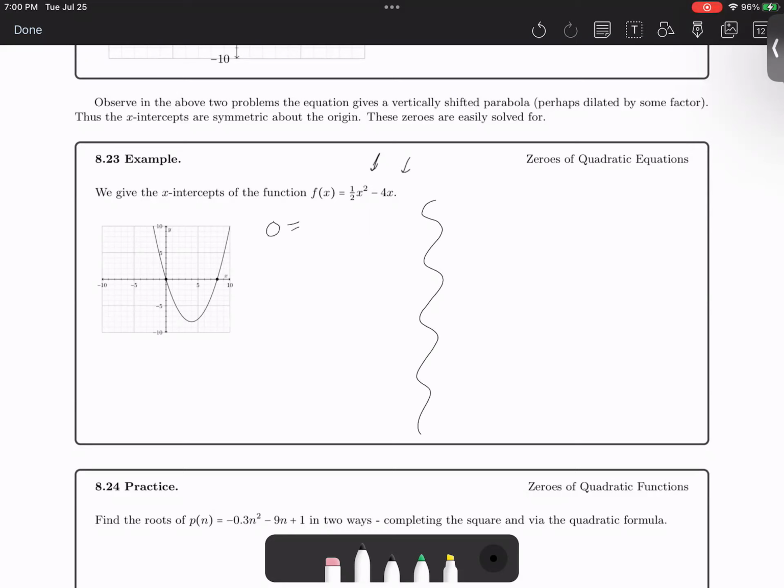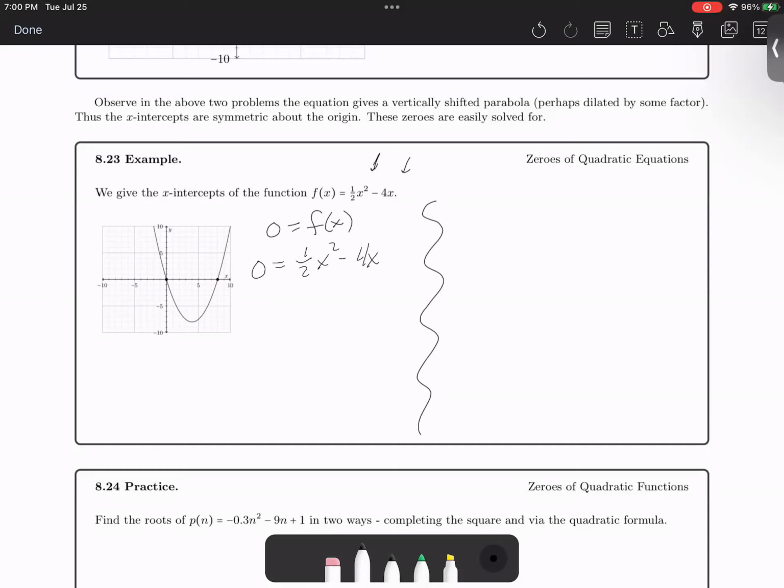If we're looking for the zeros of this function, we set it equal to 0. That's me looking for where I cross. So I'm looking for that point, and I'm looking for that point. So we set it equal to 0: 1/2 x squared minus 4x is equal to 0.